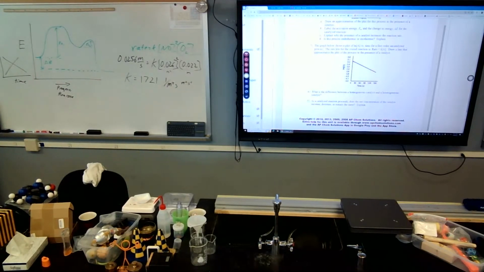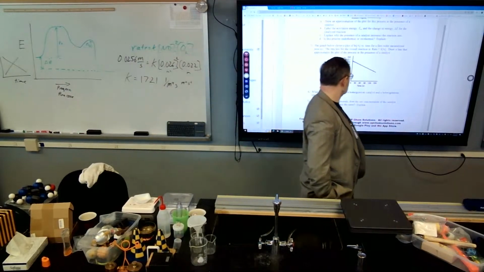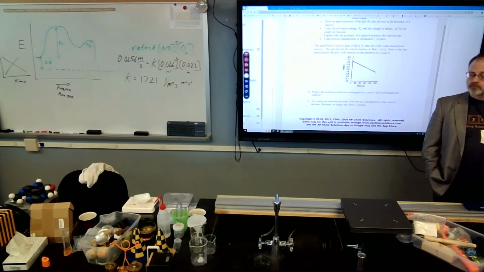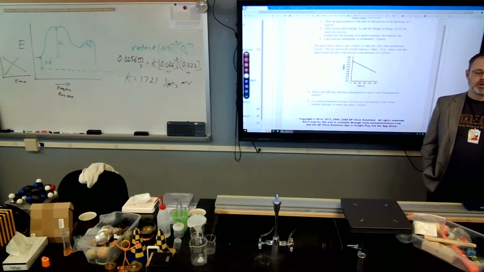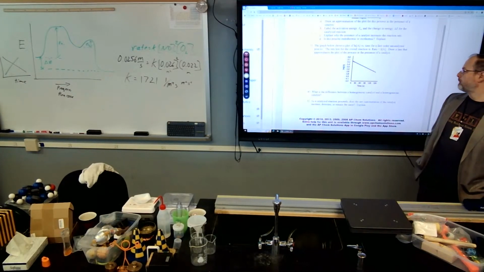Remember, k is the negative slope for a first order rate law. It's a negative slope and a straight line for natural log for first order. All right. I'll give you 30 seconds.